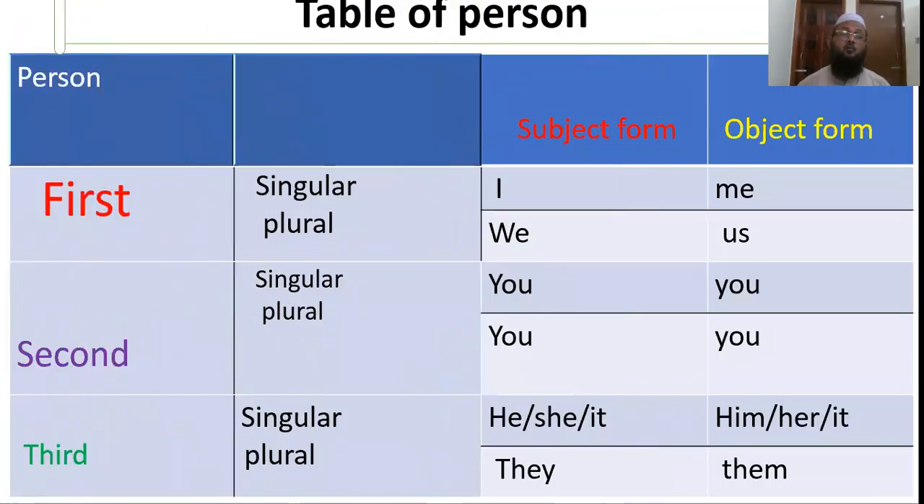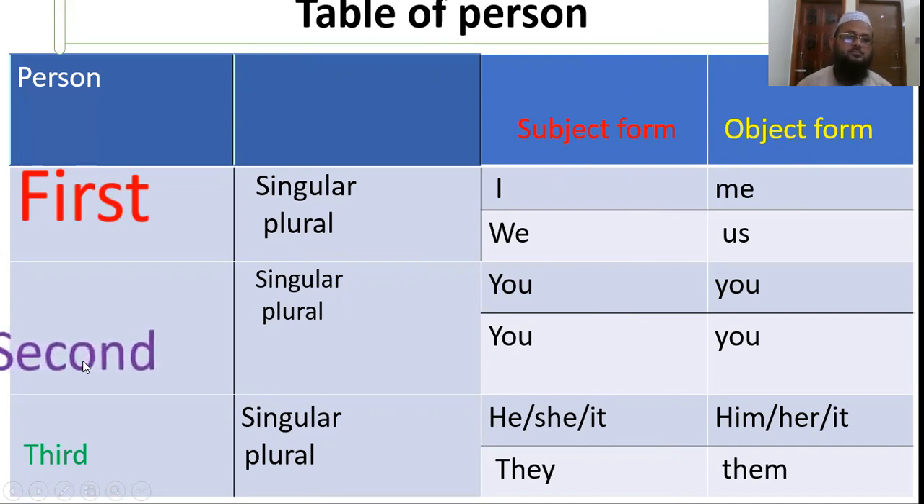Dear students, here is a table of person. It is very important for changing voice. You must write it. You know, person: first person, second person, and third person. First person, singular and plural form. In singular, subject form I, object form me. In plural, subject form we, object form us.